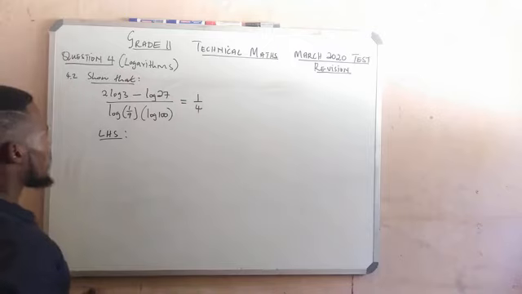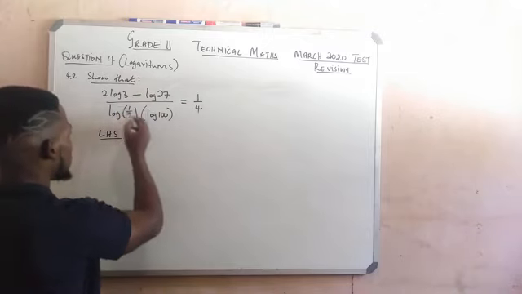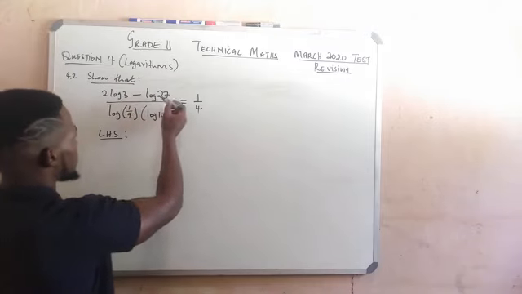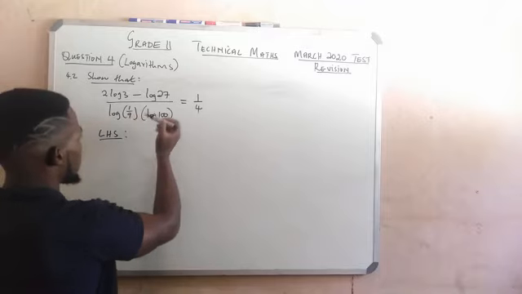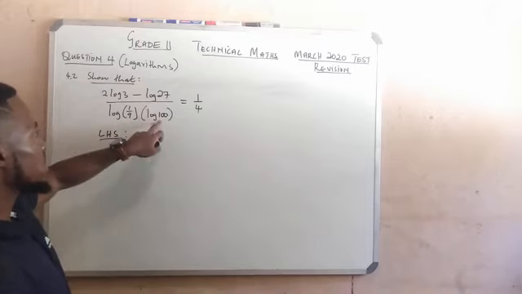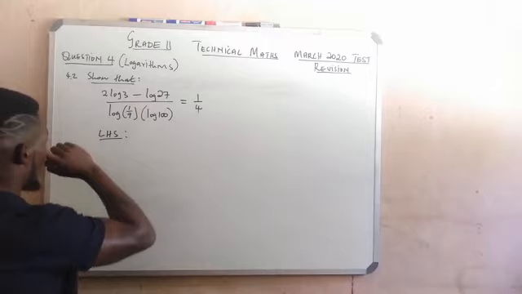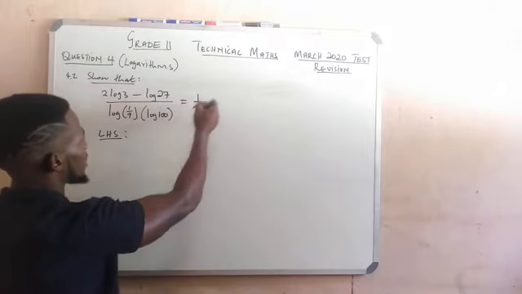Now remember, if these logs do not have the base written, it simply means that this is still the same as log 3 base 10, this is still the same as log 27 base 10, this is log 1 over 9 base 10, this is log 100 base 10. If the base is not written, that simply means it is base 10. You should also remember that. Now let us simplify this to show that the answer we are going to get here will be 1 over 4.